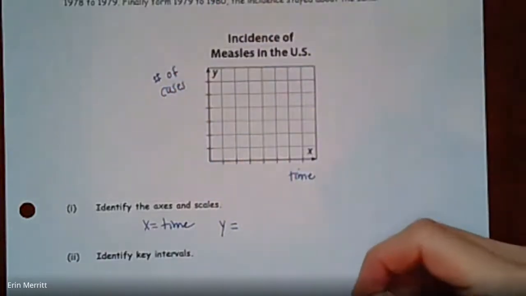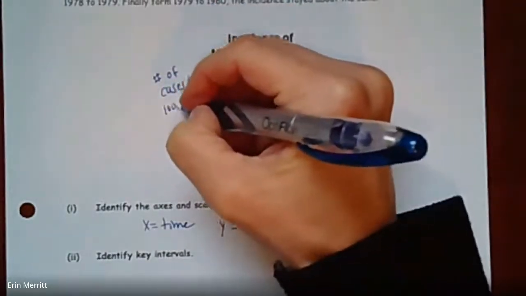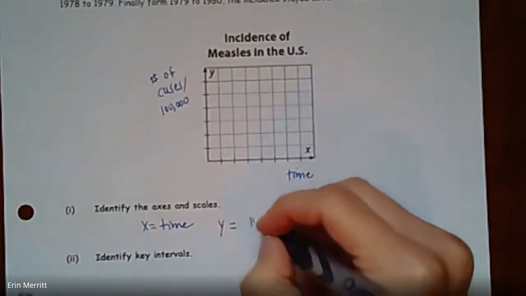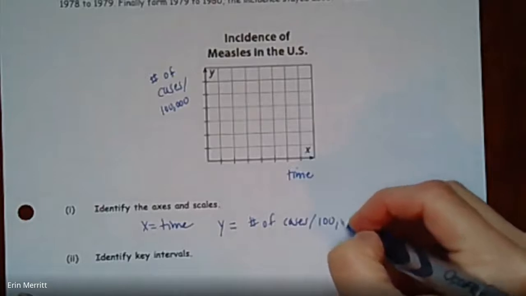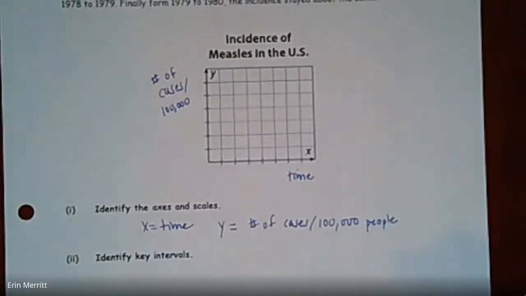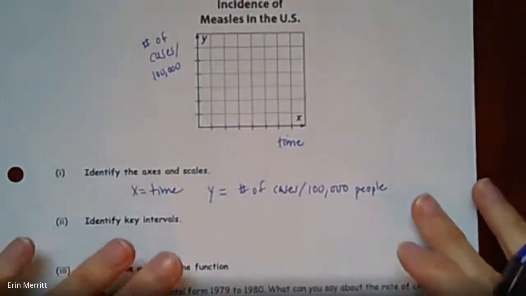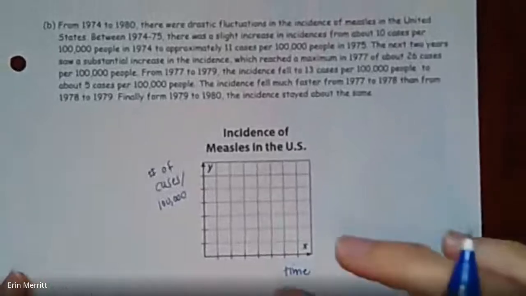But if you look carefully, it says per 100,000. So when they say 10 cases, they don't mean 10 cases total, they mean 10 cases out of each chunk of 100,000 people. So it's the number of cases per 100,000 people. All right, now we can't identify the key intervals until we actually graph it. So let's see if we can figure out what's going on here. When we skim the question, actually, I don't even need to skim. Go right back to the first sentence.